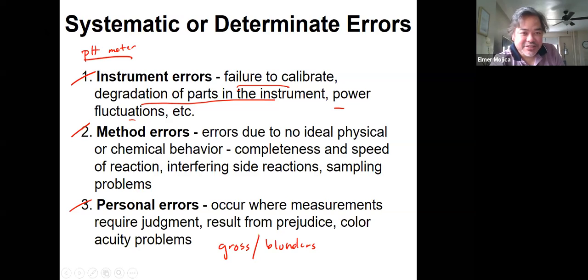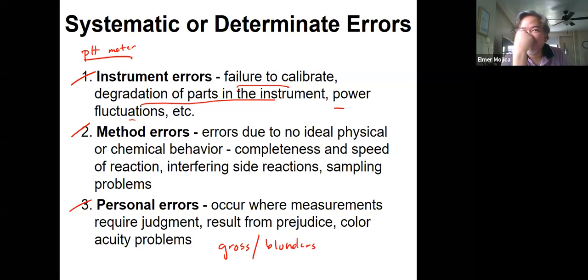Now, what's the other error that we have? Systematic error was what we call method error. So errors due to non-ideal physical or chemical behavior. So it has something to do maybe on the completeness and speed of the reaction.